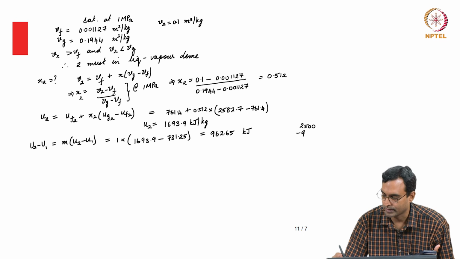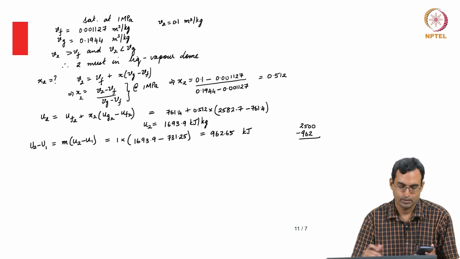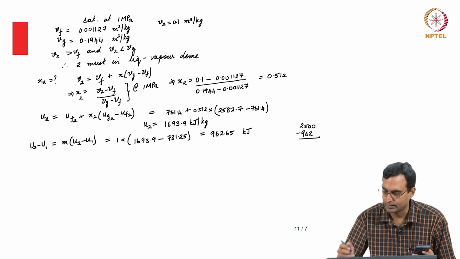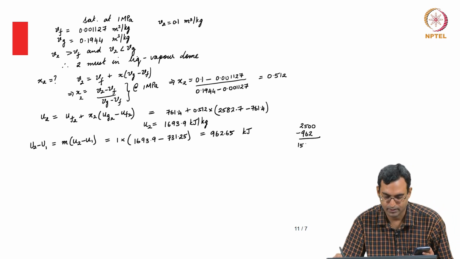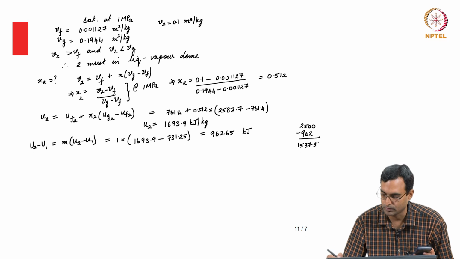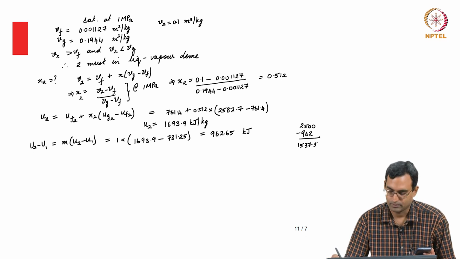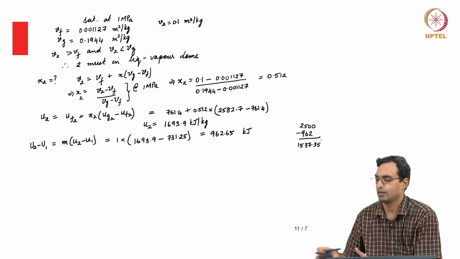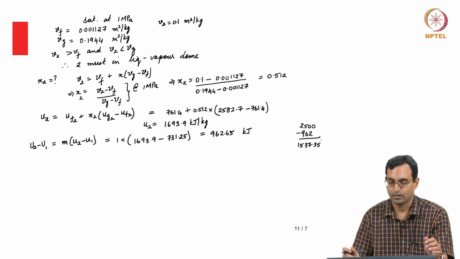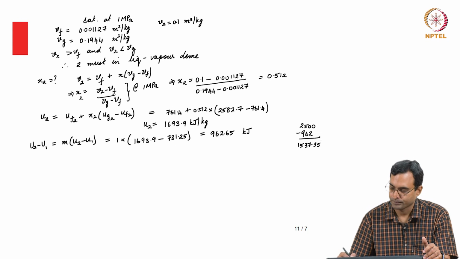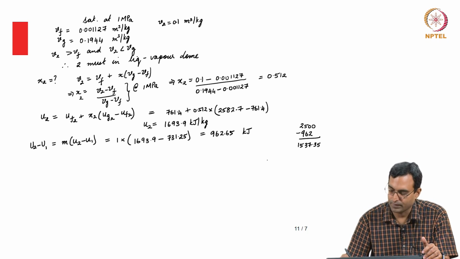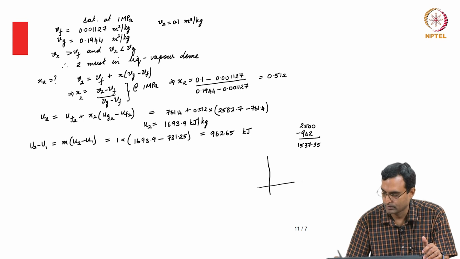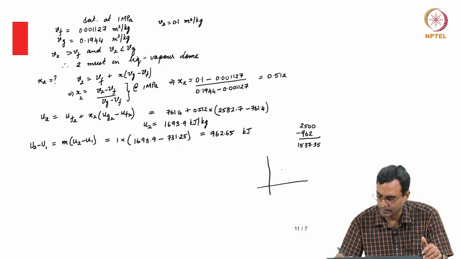So, what we can see is out of this 2500, 962 is used up for this, and we have 1537.35 kilojoule left for the constant pressure process. So, we can now see what happens in the constant pressure process. So, if you were to look at a PV diagram where we can see the work done.